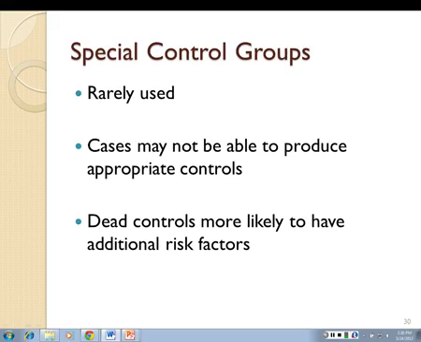Now, special control groups may include friends, spouses, siblings, and deceased individuals. These types of control groups are rarely used. However, when they are used, cases may not have the ability to nominate appropriate controls because they have few appropriate friends, they're widowed, or they are only or adopted children. Dead controls are tricky to use because they are more likely than living controls to smoke and to drink.